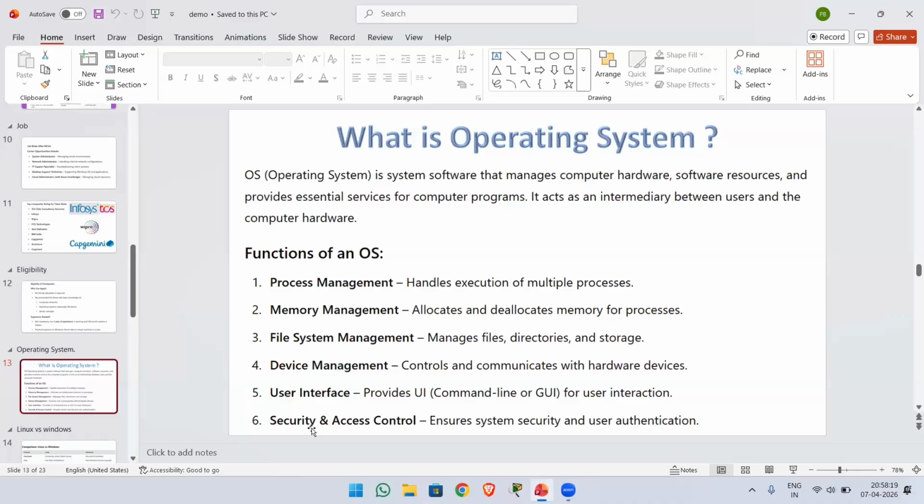We can smoothen the authentication process, like you can validate yourself that you are a valid user for the system, that you have the permissions and the privileges. So security and access control is also taken care of by your operating system, right? So these are the core functions of your operating system: what an operating system actually performs and what an operating system is.